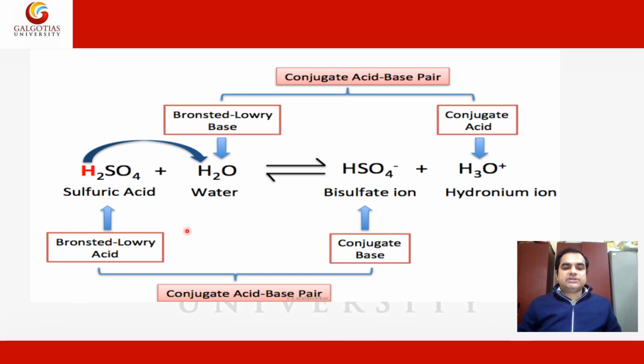Now, let's discuss another example: H2SO4 plus H2O gives the HSO4 minus ion plus the H3O plus ion. In this case, H2O is the Bronsted-Lowry base, and while accepting H plus ions it produces the H3O plus ion, which is called the conjugate acid of H2O. Similarly, sulfuric acid, H2SO4, is the Bronsted-Lowry acid, and when it donates the H plus ion to H2O, it produces the HSO4 minus species, which is the conjugate base of H2SO4.